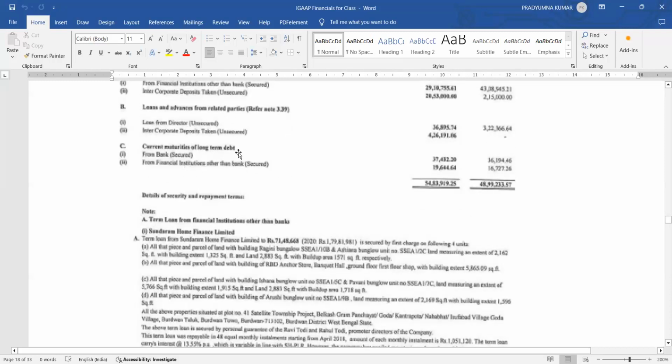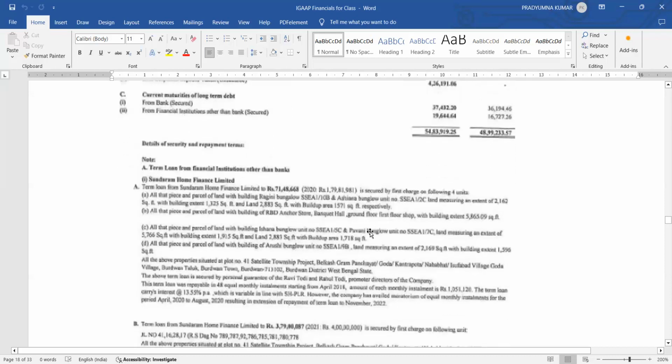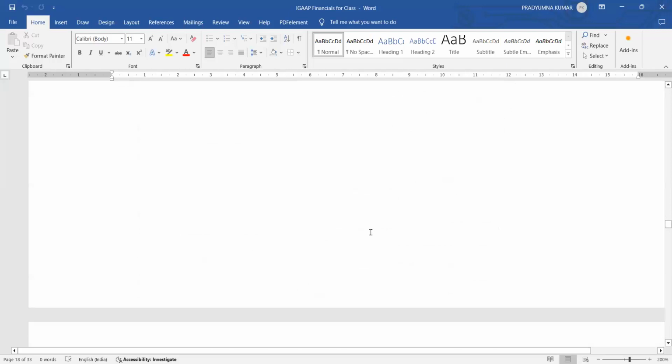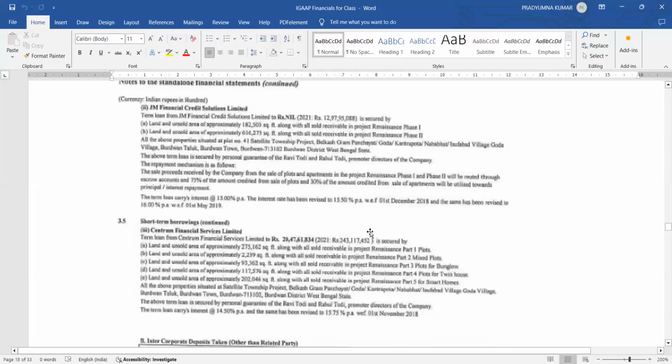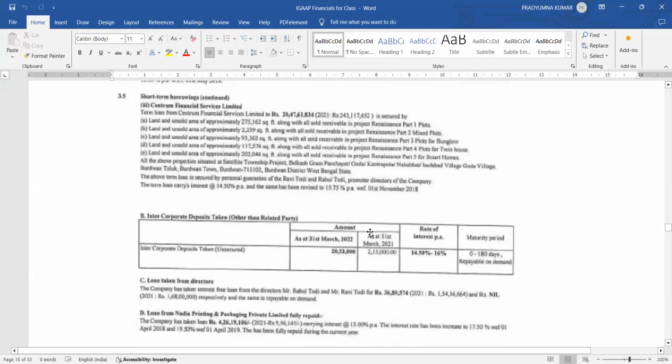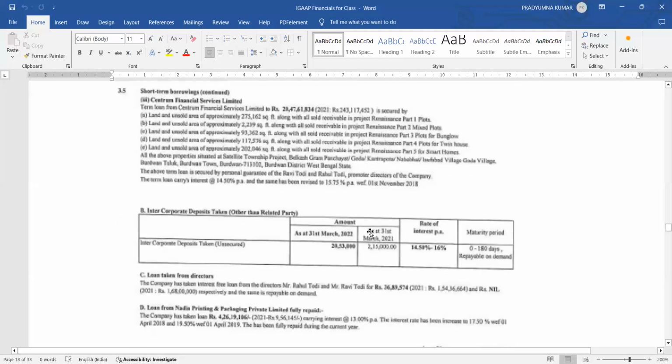Current maturities of long-term debt. So this is repayable in the next 12 months. This is the March 22 balance sheet. So they have arrived at the EMIs repayable within the next 12 months, from banks secured, from financial institutions secured. They have given it separately with respect to current maturity of long-term debt. The same thing is continued here.